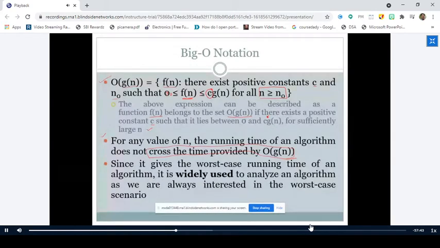Is it right or not? So it represents that the running time of an algorithm does not cross the time provided by the big O of g of n. So this is the upper bound we are specifying. So for big O you should remember two terms: it represents the upper bound and it represents the worst case analysis, right? And here is what we have discussed earlier. Since it gives the worst case running time of an algorithm, it is widely used to analyze an algorithm, as we are always interested in the worst case scenario only.